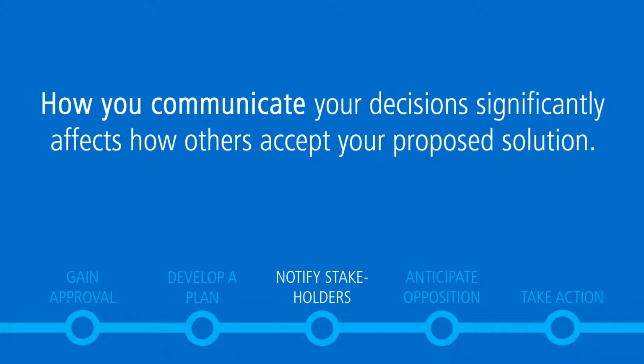How you communicate your decisions significantly affects how others will accept your proposed solution. Internal staff and managers need to understand how the decision relates to their jobs and organizational mission. As you begin to implement your solution, let people know what you're doing so they can take action. Your communication should include these elements: what the decision is, how the solution will be put into place, how it will be monitored and evaluated, and how changes will be decided in the future.